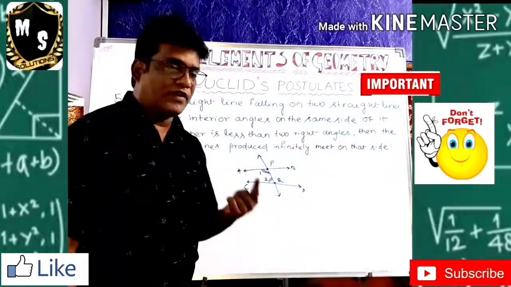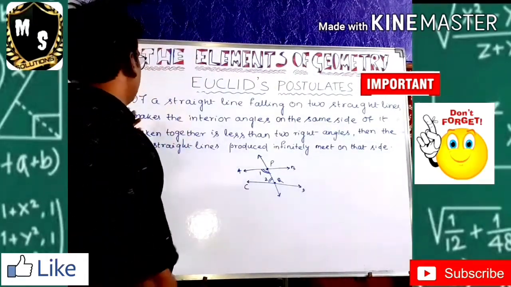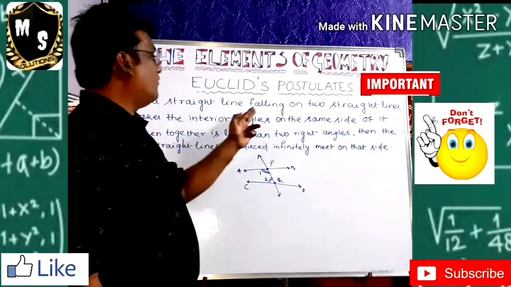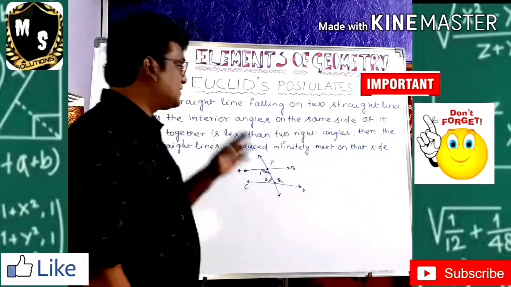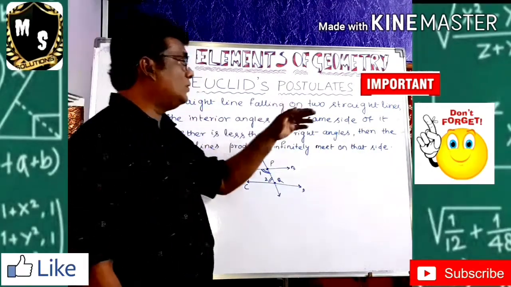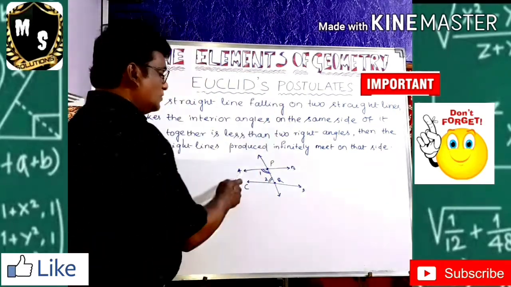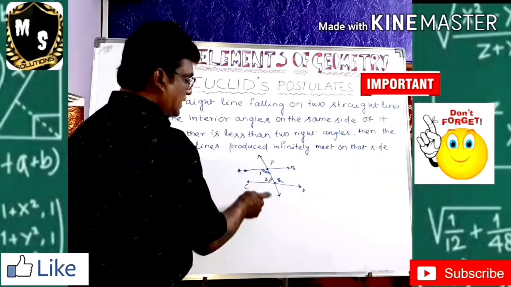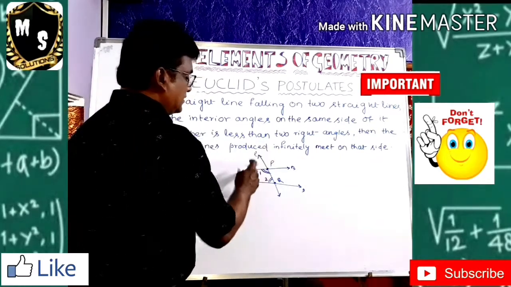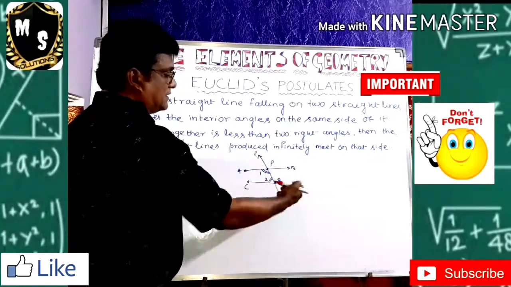Now the postulate number 5 is: if a straight line falling on two straight lines. One straight line is falling on two straight lines. Suppose one straight line is this one, let it be L. So line L is falling on AB and CD.